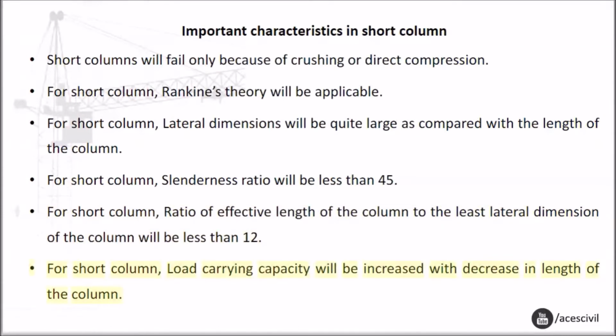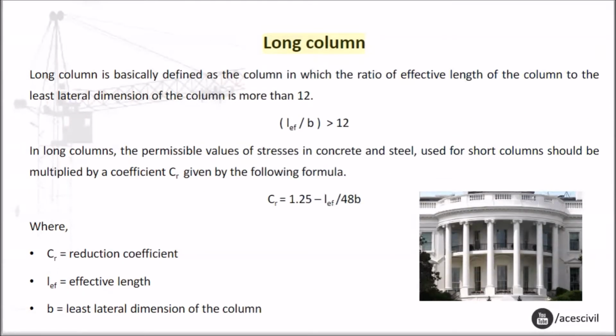For short column, load carrying capacity will be increased with decrease in length of the column. Long column. Long column is basically defined as the column in which the ratio of effective length of the column to the least lateral dimension of the column is more than 12. LF/B > 12 in long columns.